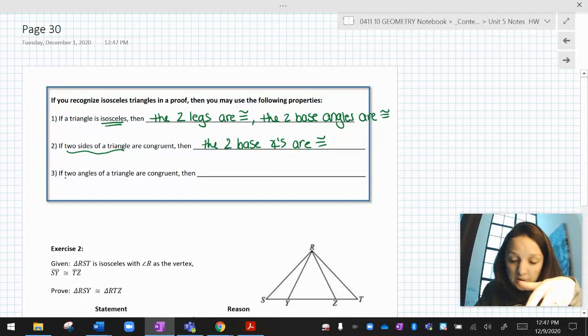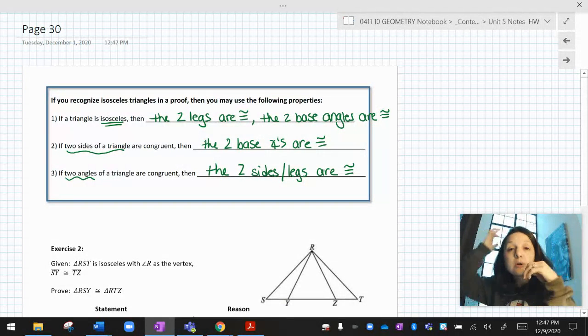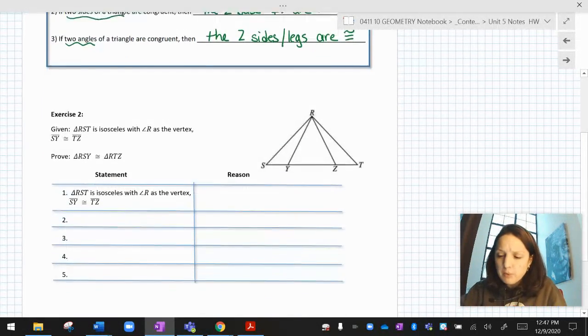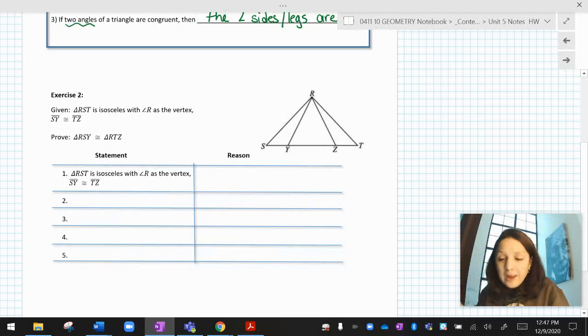And vice versa, if they told you about the two angles, then the two sides, which would really be called the legs, are congruent. Okay, now we can use that in a proof. This makes more sense in a proof, so let's just come down here. So it says given RST is isosceles. Okay, so RST, the big outside triangle, is isosceles, and R is the vertex. And they're telling me SY equals TZ. Prove that RSY, so prove that this triangle right here is congruent to RZT.